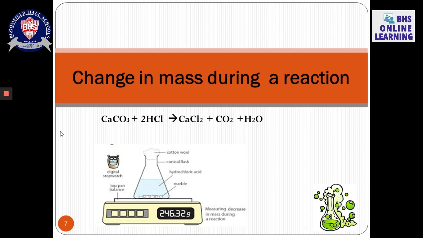Calcium carbonate, first they were solid pieces. So there was more mass at the start of the reaction. But as carbon dioxide gas escapes, there will be a decrease in mass on the electronic balance.